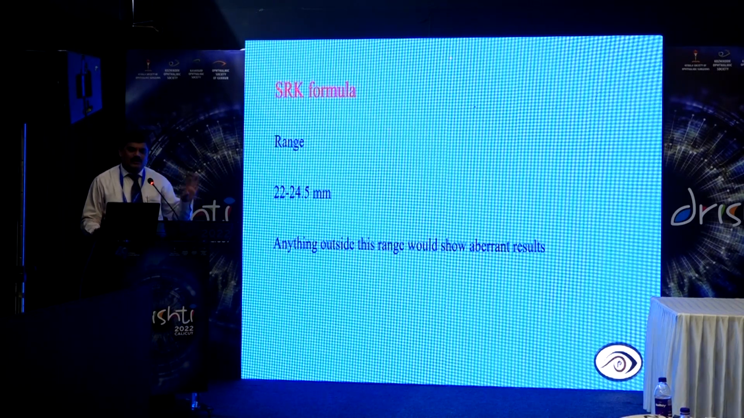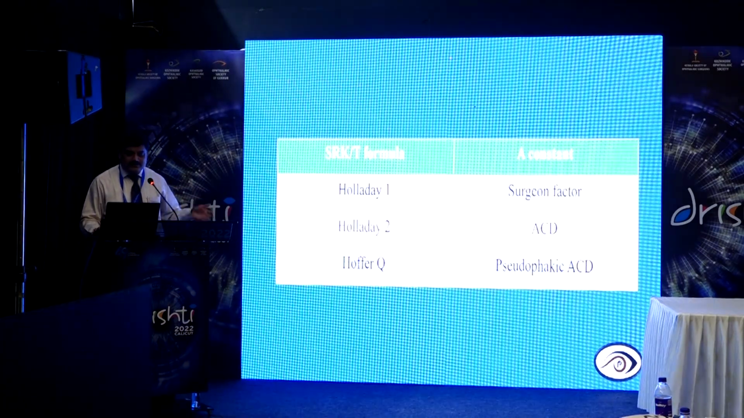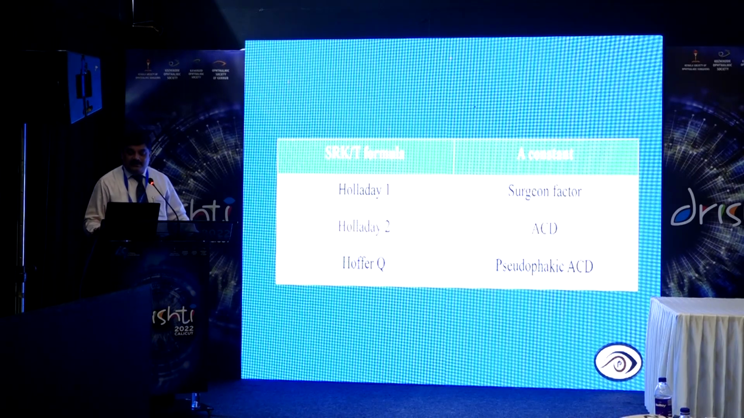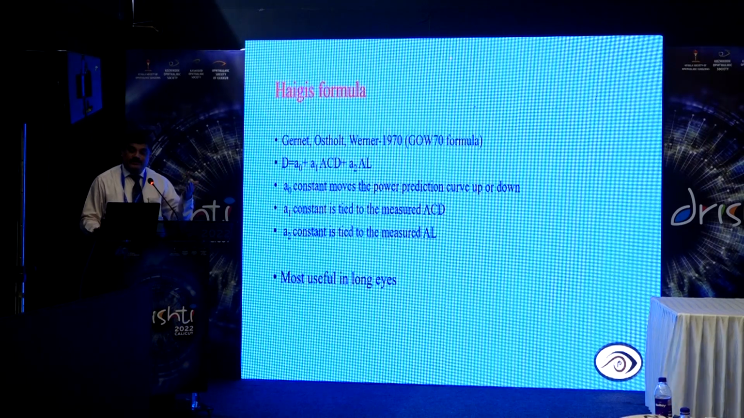Coming to the SRK formula, it gives good results for axial lengths between 22 and 24.5, because the A constant is computed based on an average axial length of 23.5. This is my assumption. So this is about the SRK/T formula. Normally Holladay 1 works on the surgeon's factor, Holladay 2 on the ACD, Hoffer Q on the pseudophakic ACD. Haigis formula is most useful in long eyes.